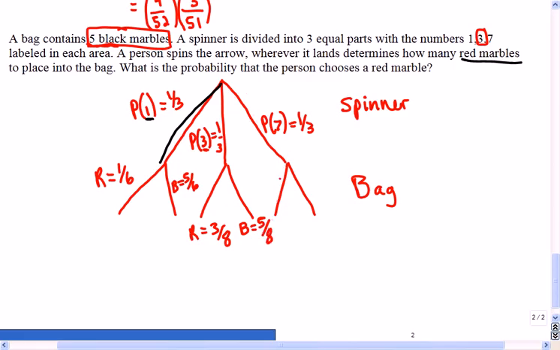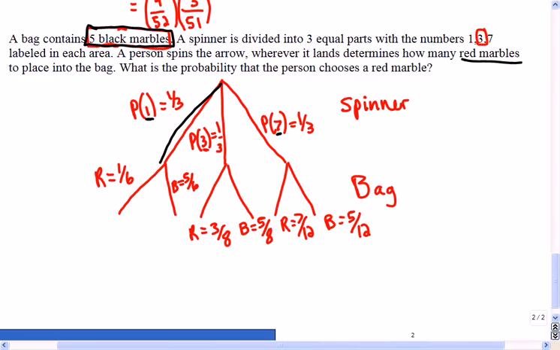And finally, if I have 7, then that means I've gone down this branch, and I'm going to place 7 red marbles in. There was 5 to begin with. So I have a total of 12 marbles now, for which 7 are red. For black, there's still 5 out of 12.